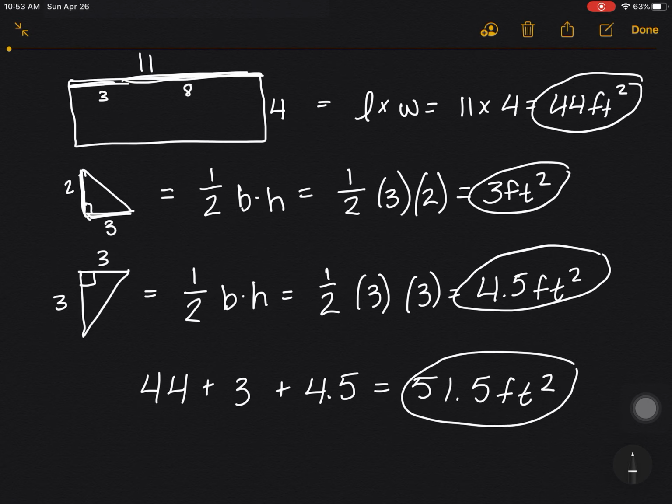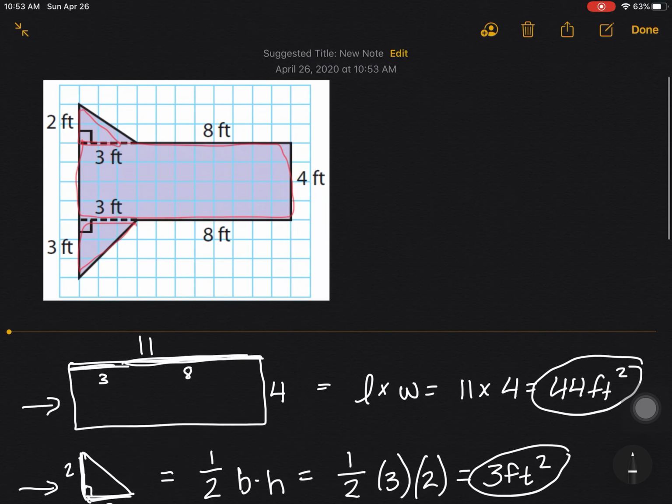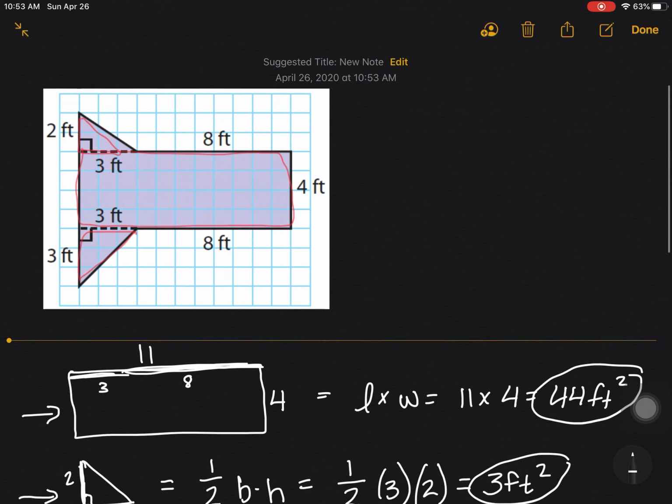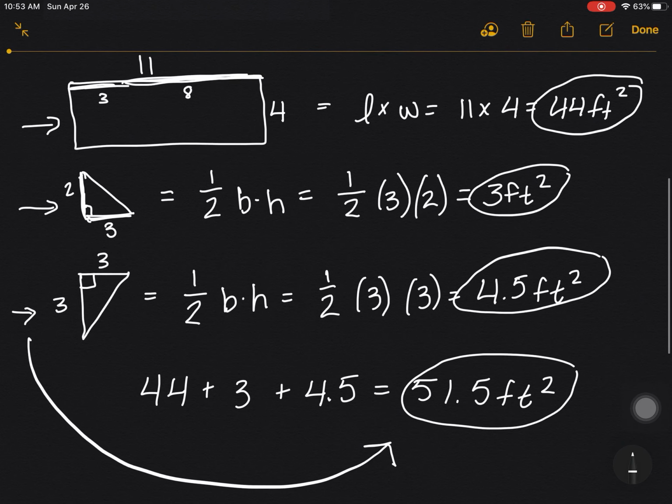We found the area of each individual piece, and then we added them together to get our final answer. So when you're working with a shape that looks like this or looks like multiple pieces put together, you're just going to find the area of each individual section and add them up.